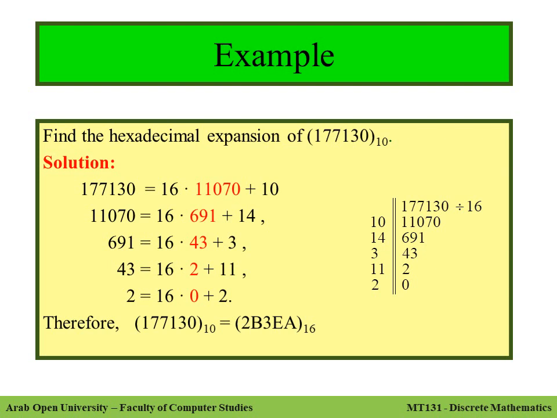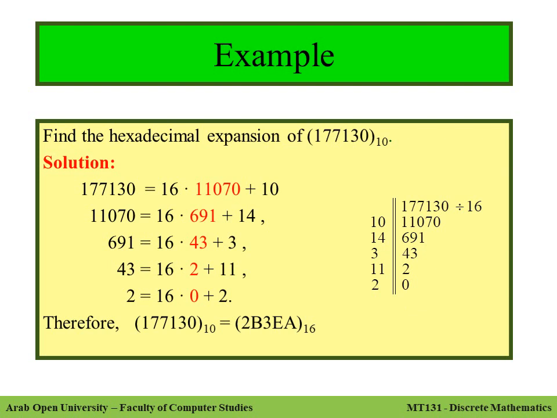11070 divided by 16, you get 691 and the remainder is 14. And 14 is just the letter E. So that's your second number. 691 divided by 16 is equal to 43 and the remainder is 3. And that's your third digit in the hexadecimal expansion. Next, 43 divided by 16, you get the quotient is 2 and the remainder is 11. 11 is equivalent to B in base 16.